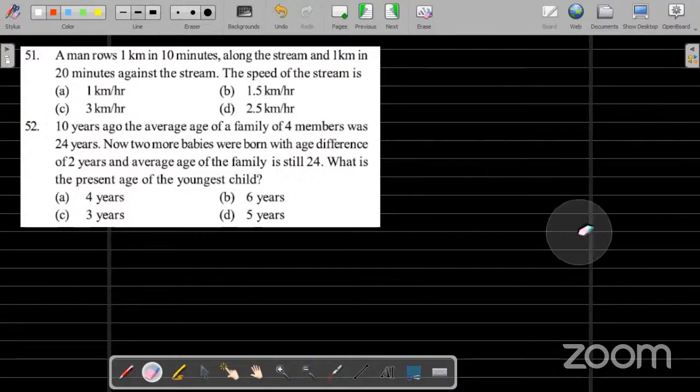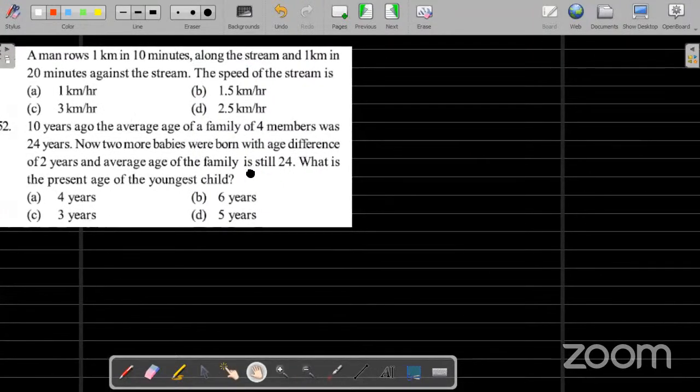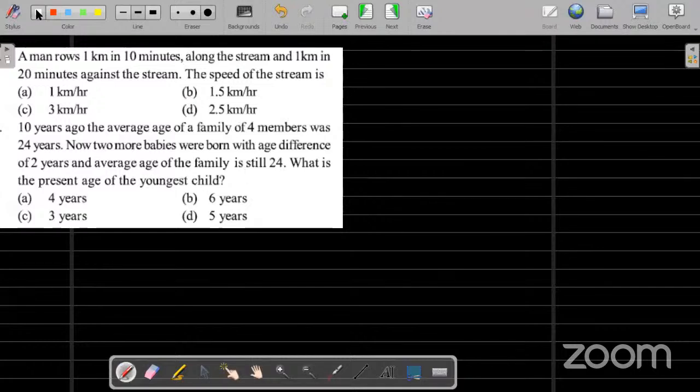What is given there? 10 years ago, the average age of... okay, this is a kind of question that has been repeatedly asked for AFCAT. So 10 years ago, the average age of a family of 4 members was 24 years. Okay. Now forget about that question. Just take some concepts.